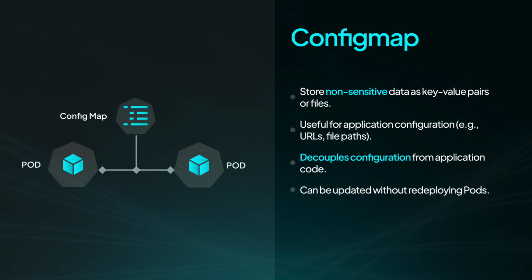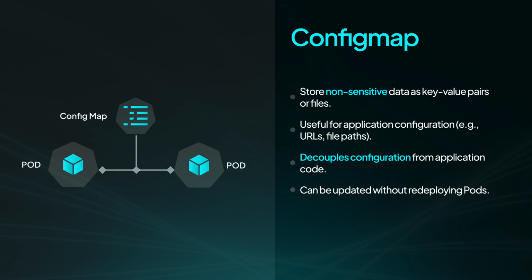Moving on, let's discuss how we handle configuration in our Kubernetes applications. This is where config maps come into play. A config map is a Kubernetes object used to store non-sensitive data as key-value pairs or files. As you can see in the diagram, a config map can be accessed by multiple pods, providing them with necessary configuration. They are incredibly useful for application configuration, such as storing URLs for external services, database connection strings, or file paths within your application. Instead of hard-coding these values directly into your application's image, you can externalize them.